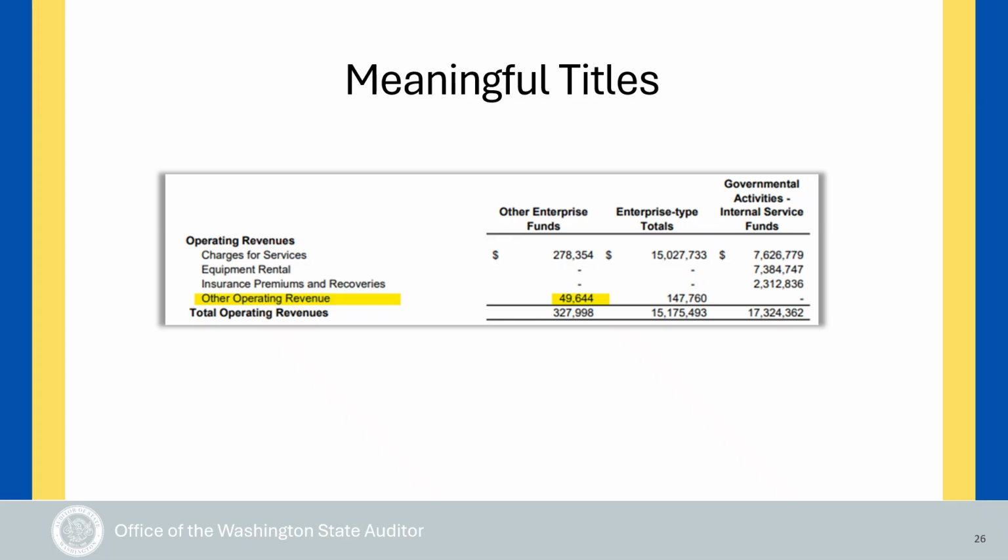Moving on to how we title our line items. While there's no standardization in titling, GFOA does require that line items are detailed enough to be meaningful. Items like miscellaneous, other operating revenue, etc. are not meaningful, and if they make up a significant portion of the revenues or expenses, they should be broken out to more meaningful line items.